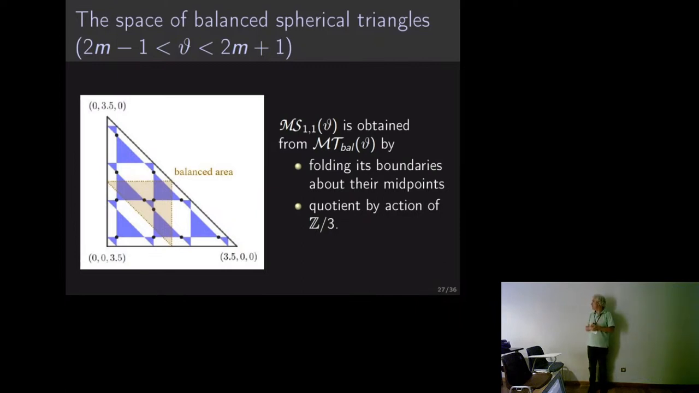In this case, you can use algebraic geometry. You have a more explicit description as an orbit space, and you can compute it better. But I didn't discuss it. That's why.